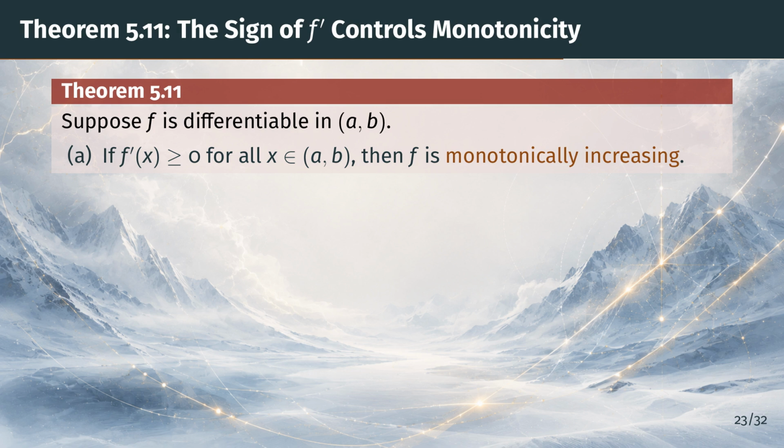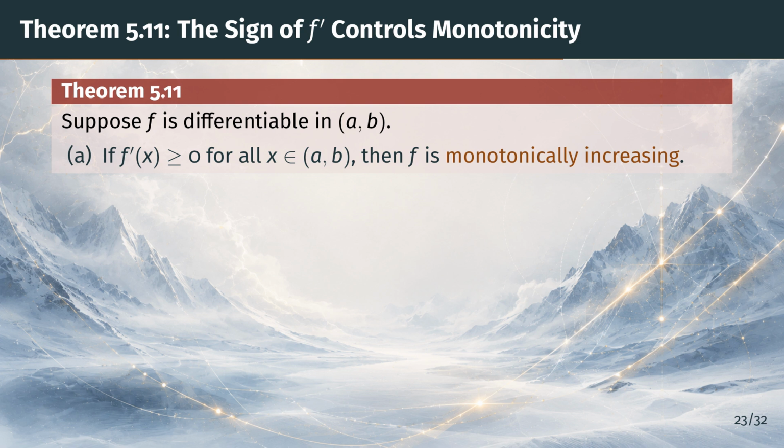Here is the payoff. Suppose f is differentiable on an open interval. Part A says that if the derivative is non-negative at every point, then the function is monotonically increasing. Recall from Chapter 4 that monotonically increasing means whenever one point is less than another, the value of f at the first is less than or equal to the value at the second. This is the rigorous version of the intuition that a non-negative slope means the graph never goes down.